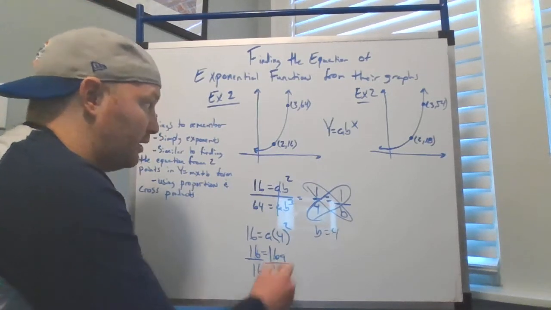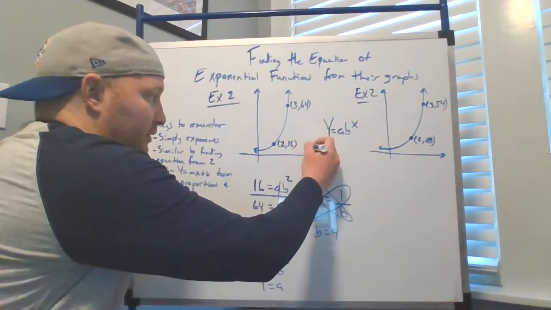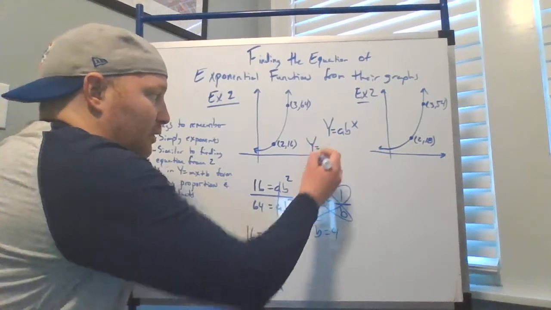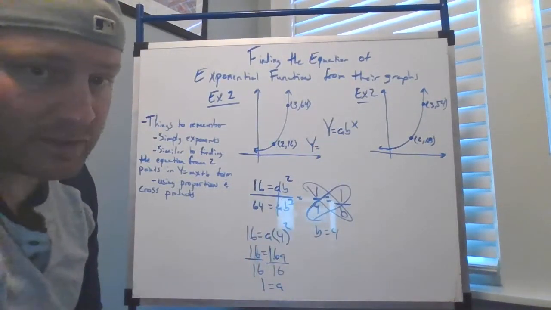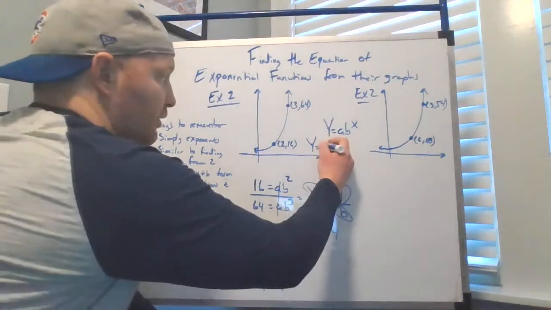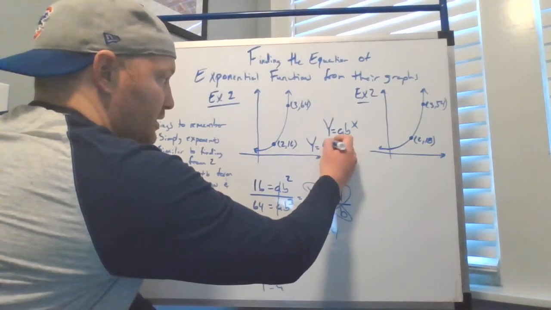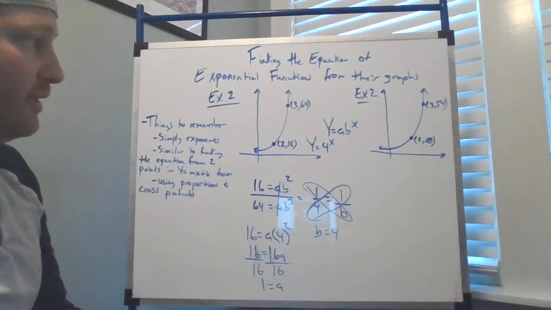A equals 1. So the equation of this line, of this exponential function, is y equals, we never write 1 as the coefficient, remember that, okay? Equals just simply 4 to the power of x, and we're done with that one, okay?